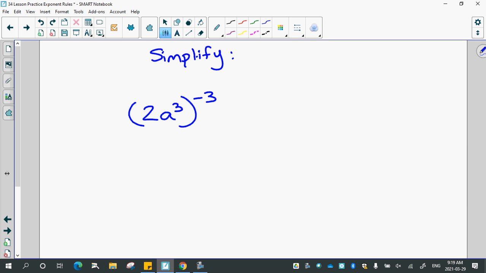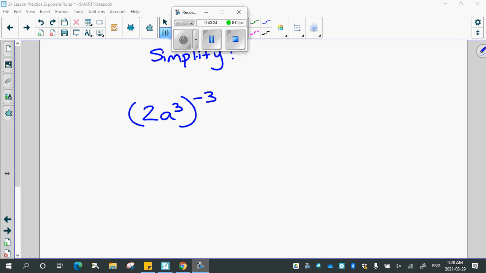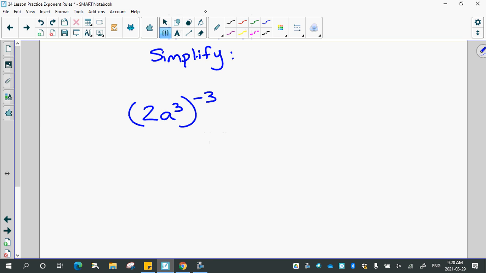Okay, there's our first one. We want to simplify as much as possible. 2a cubed to the -3. Simplify as much as possible. So I see 2 schools of thought, and I want you to see that they both get you to the same place.